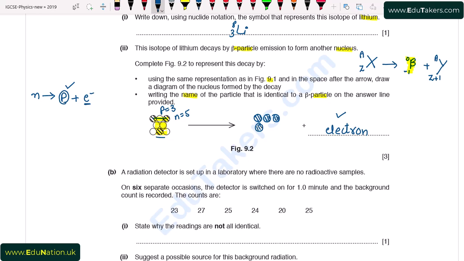Before decay, there are a total number of 5 neutrons, but one of the neutrons decays and it changes into a proton and an electron. So there will be a total number of neutrons equal to 4. So 1, 2, 3, 4. These 4 are actually the number of neutrons.